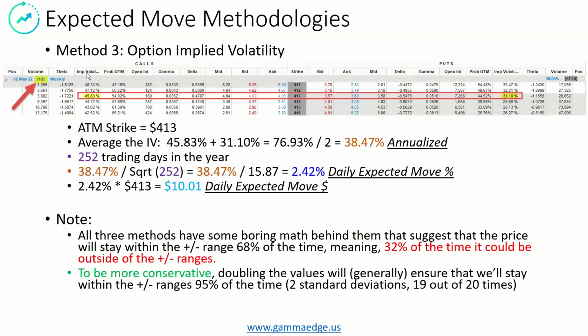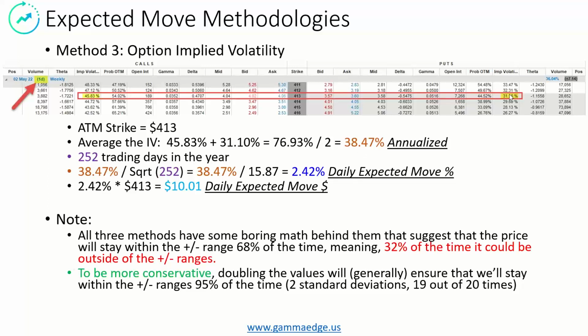Option three is the one I actually prefer when I use these methods. This one takes what's called the implied volatility of the at-the-money option. In this particular case, you can see on the call side here, it's at 45. On the put side here, it's at 31. And what you end up doing here is averaging these. So you take these, divide them by 2, and you get 38%.